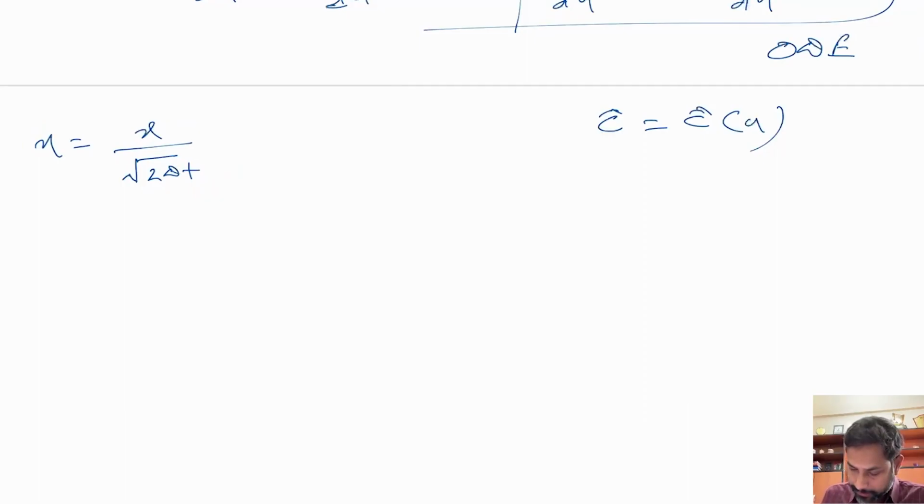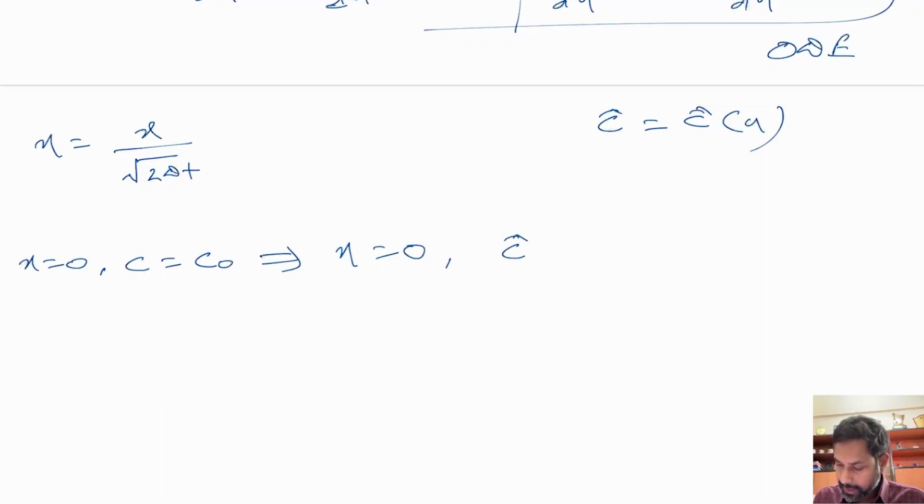So at x equal to 0, c is always equal to c naught. That actually means that at x equal to 0, eta must be equal to 0 because x is 0. That means that your c hat is equal to c naught over c naught, because c is equal to c naught, and that we divide by c naught, so that becomes equal to 1, right? So at eta equal to 0, your c hat is always equal to 1. So that is one condition we have, right?